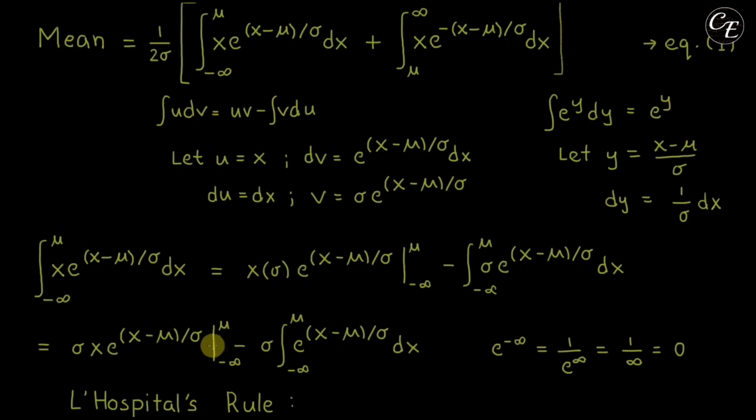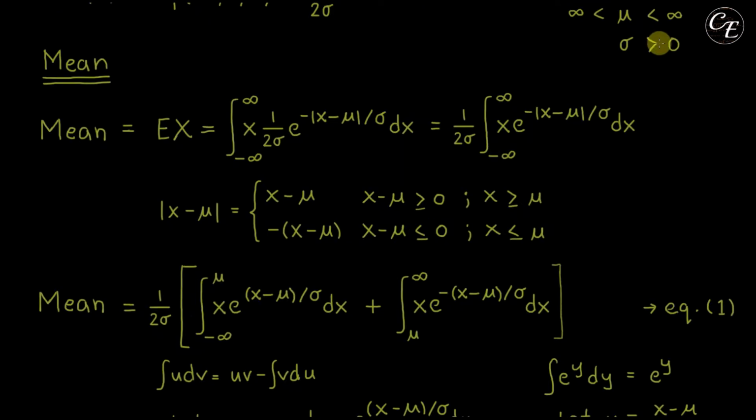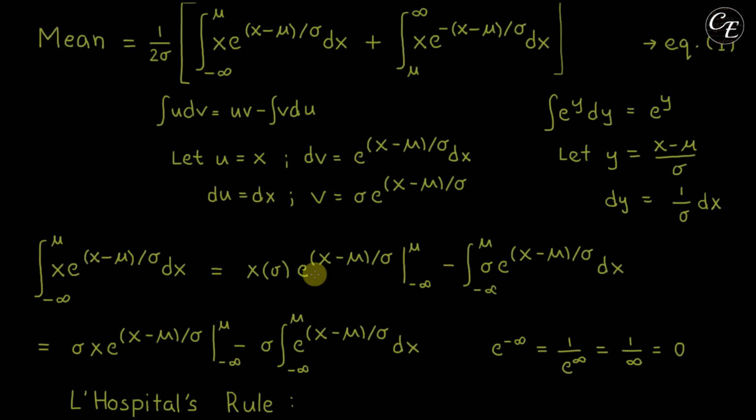Then let us substitute this mu for x in here. We have mu minus mu, which is 0, then 0 divided by a constant, which is greater than 0, is still 0. And then e raised to 0 is 1, so we have here 1. Then if we substitute again this mu for x in here, we have here sigma times mu times 1, which is sigma mu. So we have here sigma mu.